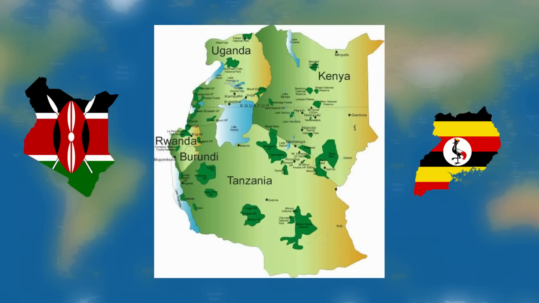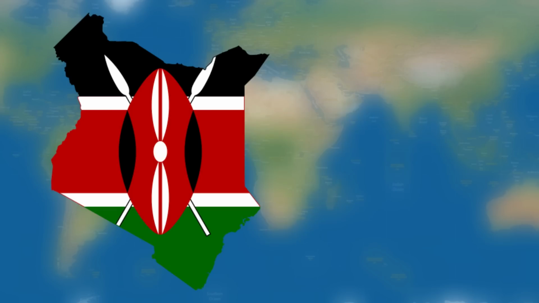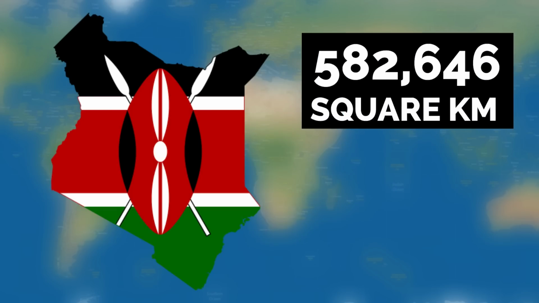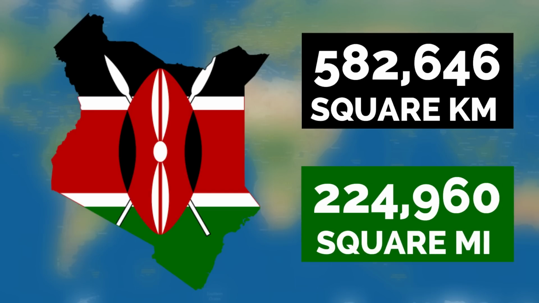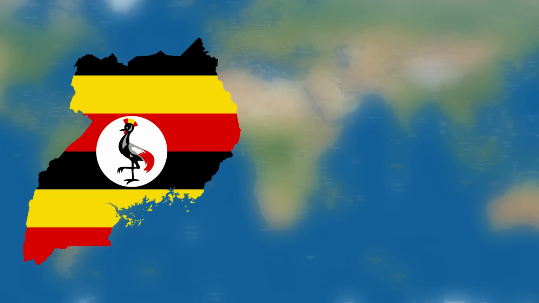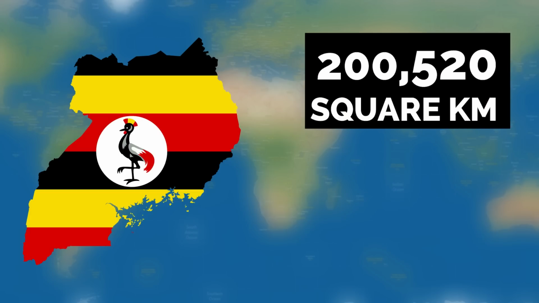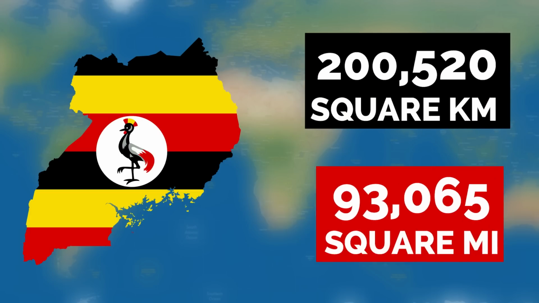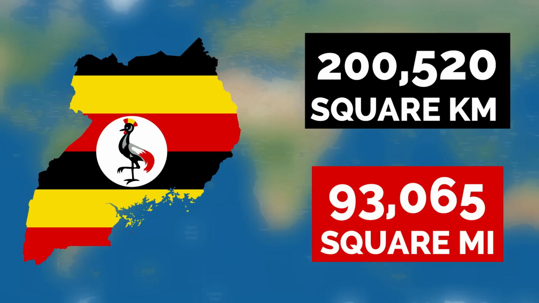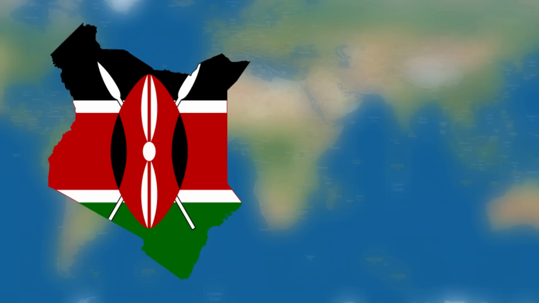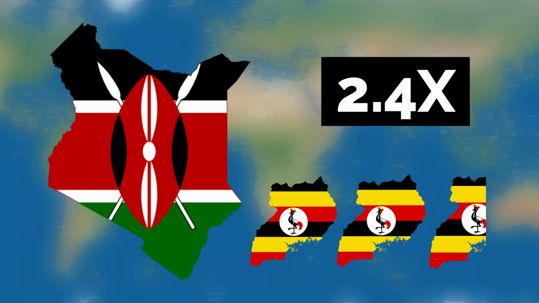By East African standards, both Kenya and Uganda are modestly sized countries in terms of area. Kenya has an area of 582,646 square kilometers or around 224,960 square miles. Uganda is slightly smaller with an area of 200,520 square kilometers or approximately 93,065 square miles. This makes Kenya roughly 2.4 times the size of Uganda.